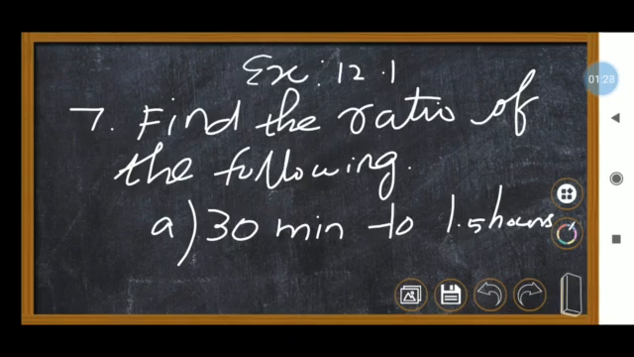Here minutes are given and here hours are given, so you should not take it directly. You have to convert either minutes into hours or hours into minutes. Which one is easier? When we convert minutes into hours, a decimal value will come, so forget about that. We have to convert 1.5 hours into minutes.